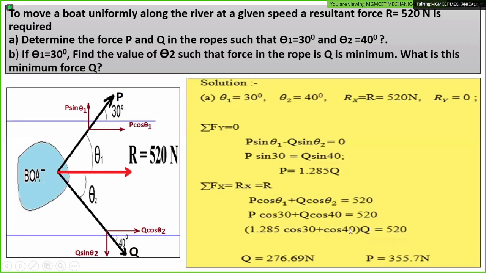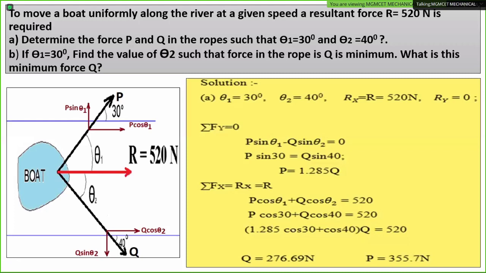And after substituting, I know the first relation between P and Q. P is equal to 1.285 times Q. So if I substitute the value of P as 1.285 Q here, only one unknown will remain, and that is Q. After finding it out, I will get 276.69 Newton over here, whereas the force P will be 355.7. After getting Q, substitute that Q value in this equation, and you will get the value of P. So this way we can find out the unknown forces here.